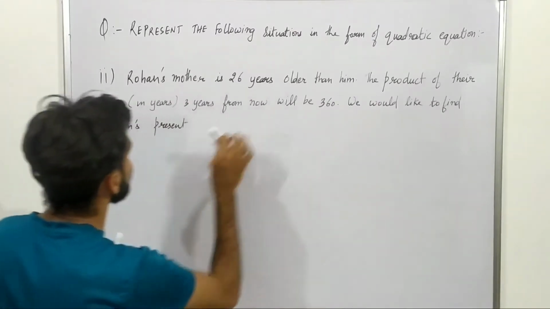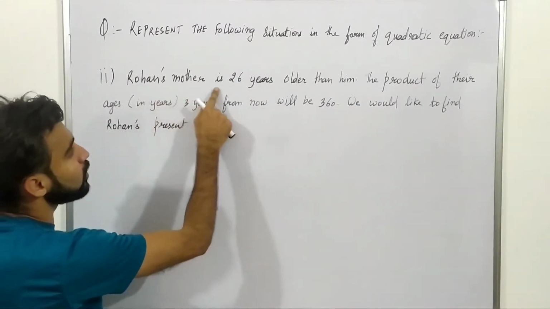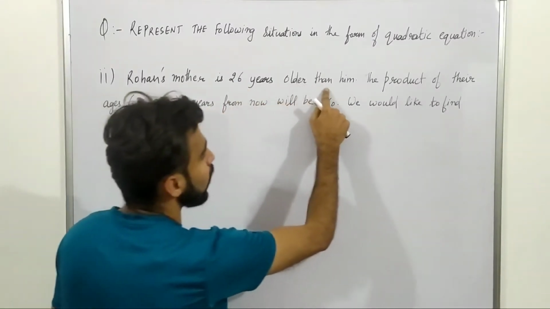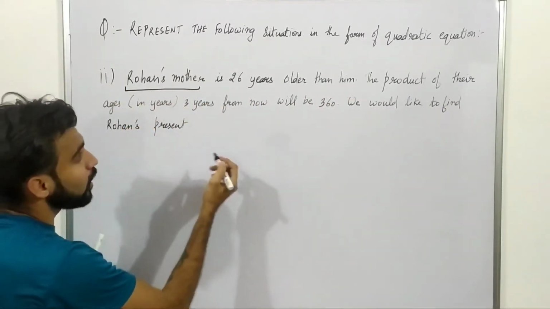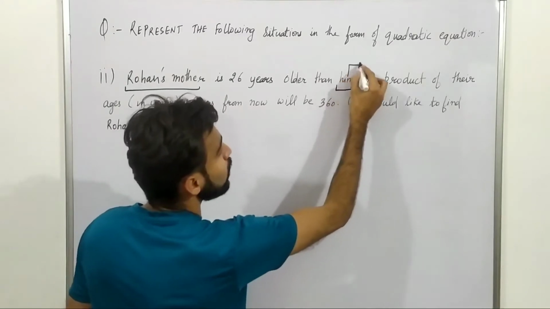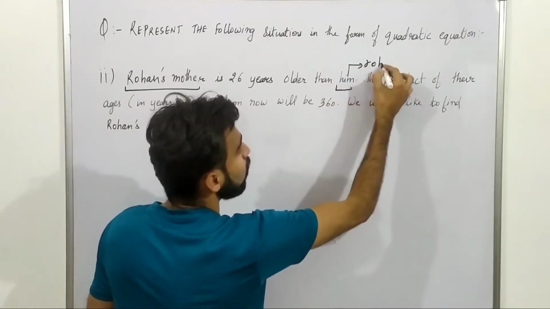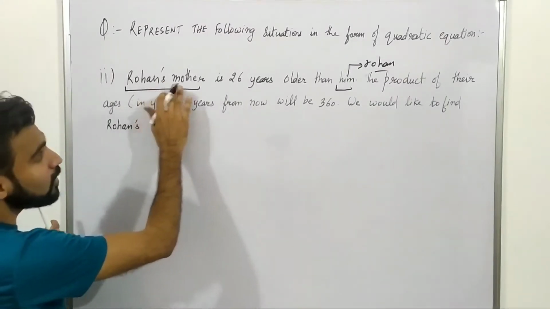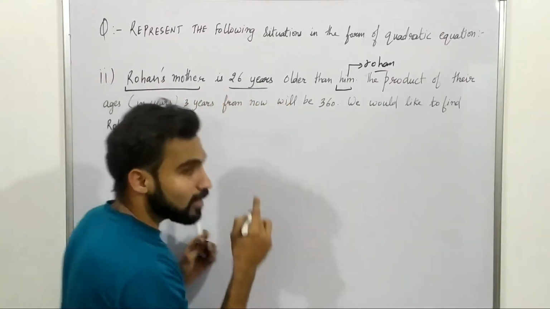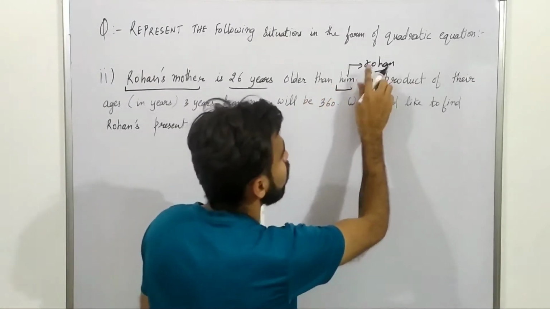So here you can see that Rohan's mother is 26 years older than him. So here what is given to you is Rohan's mother's age in the terms of Rohan, as you can see. Now this "him" denotes Rohan here. Getting the point? So his mother is saying that she is 26 years older than Rohan.